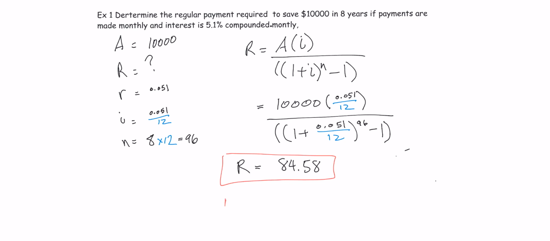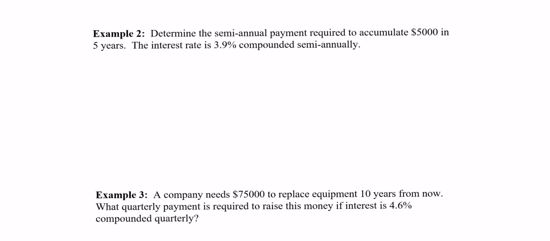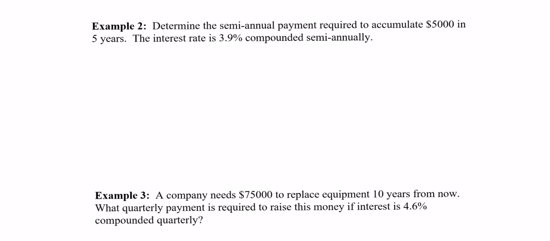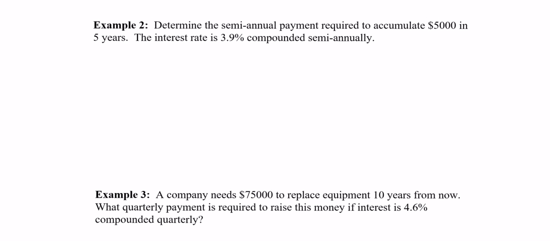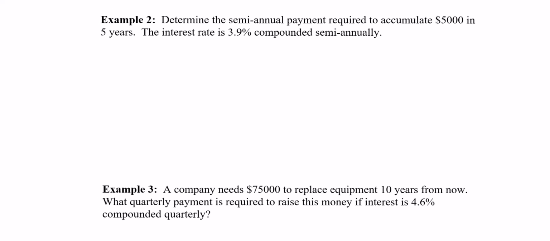So you could essentially say the deposit is $84.58. So now let's move on to question number 2, 3, and 4, and we'll get it done as quickly as possible. So example 2 says determine the semi-annual payment required to come in at $5,000. So now let's start by writing R again.